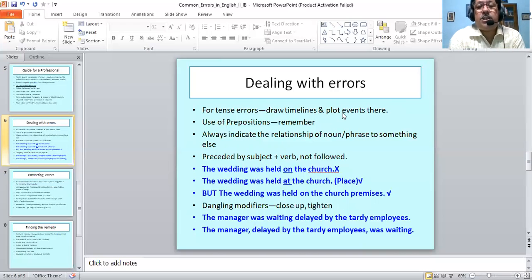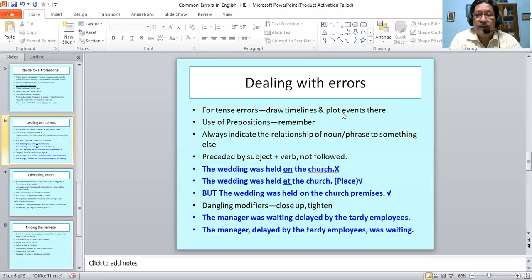The wedding was held on the church. Well, this is wrong. It cannot be held on the church. The wedding was held at the church. Preposition of place. But notice that I can also represent something like this: the wedding was held on the church premises. If I say that, that would be correct. But if I say the wedding was held on the church, it is not correct.